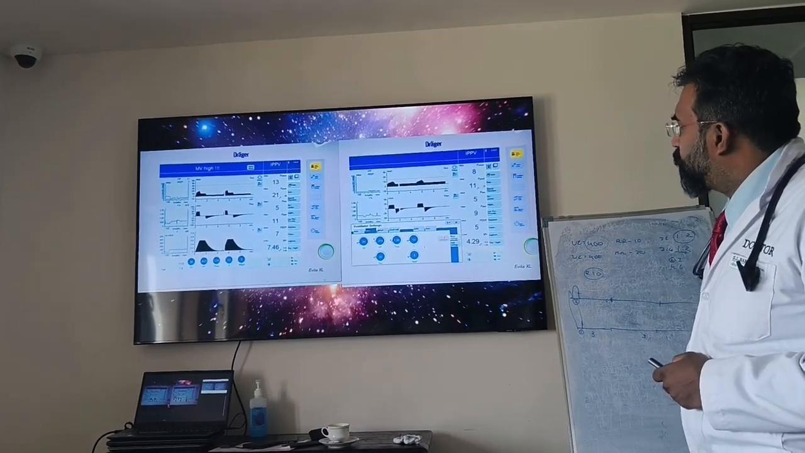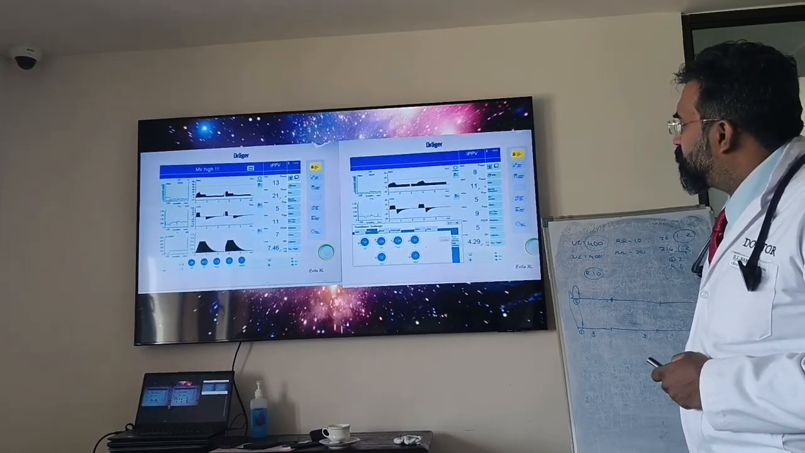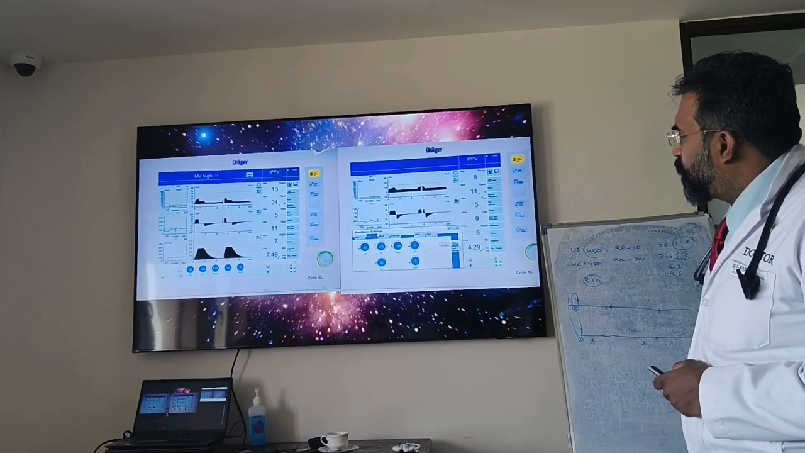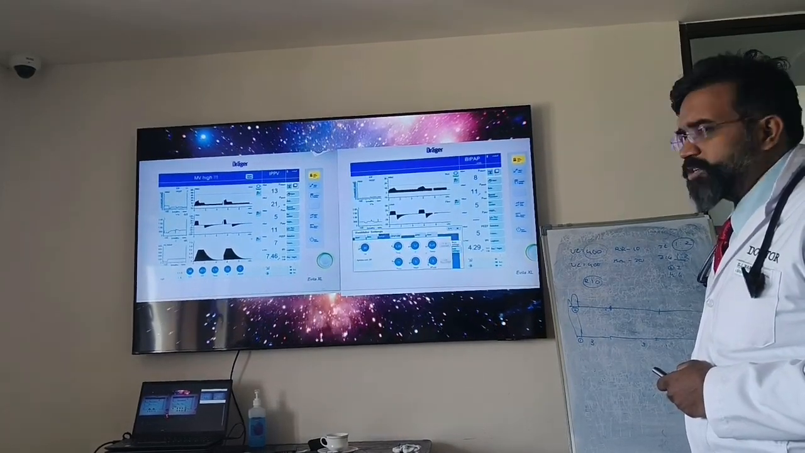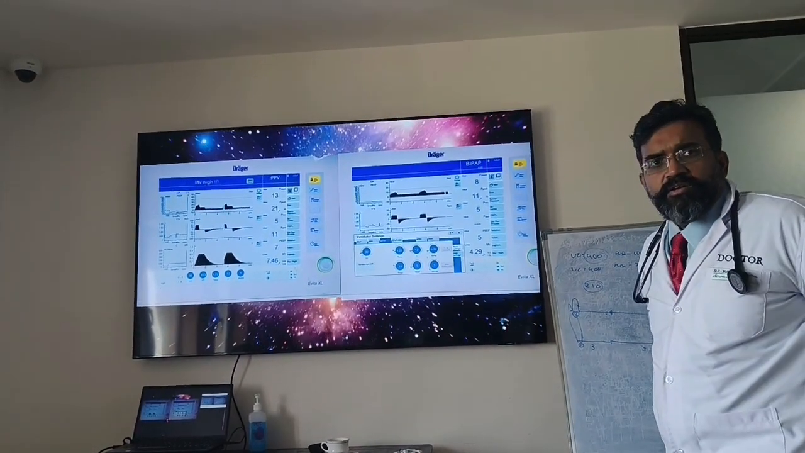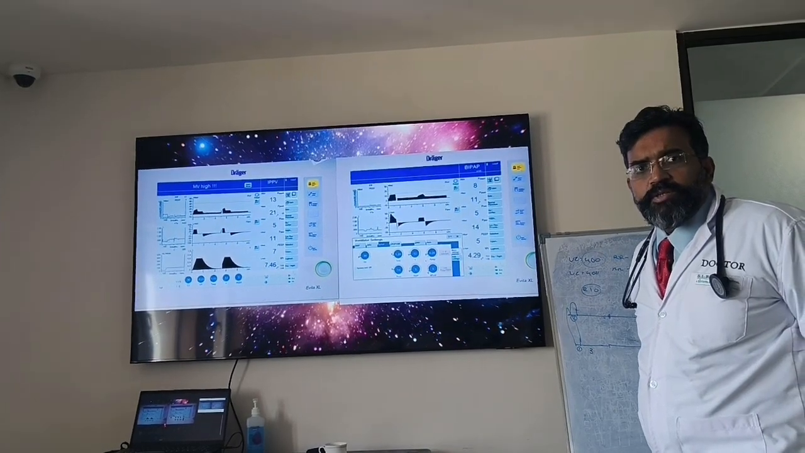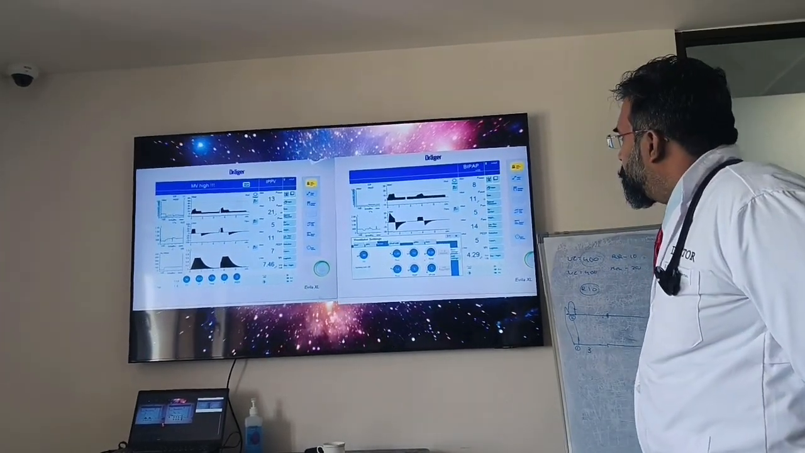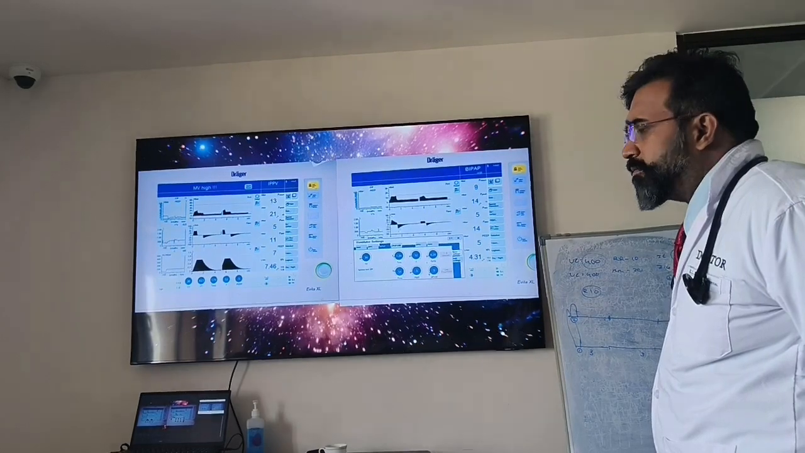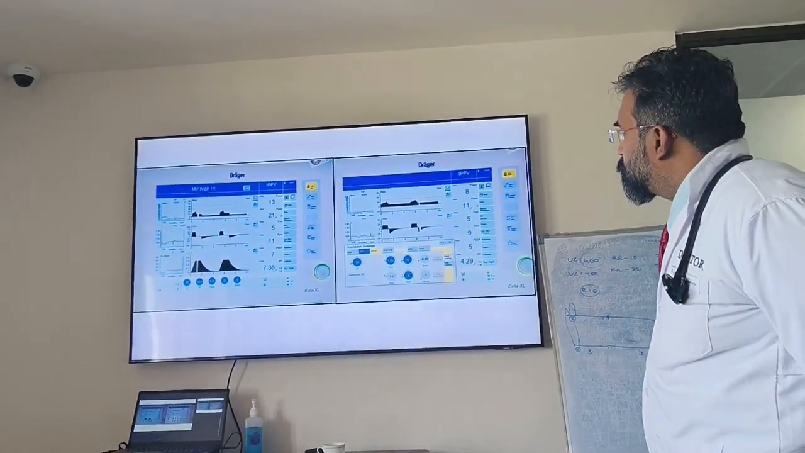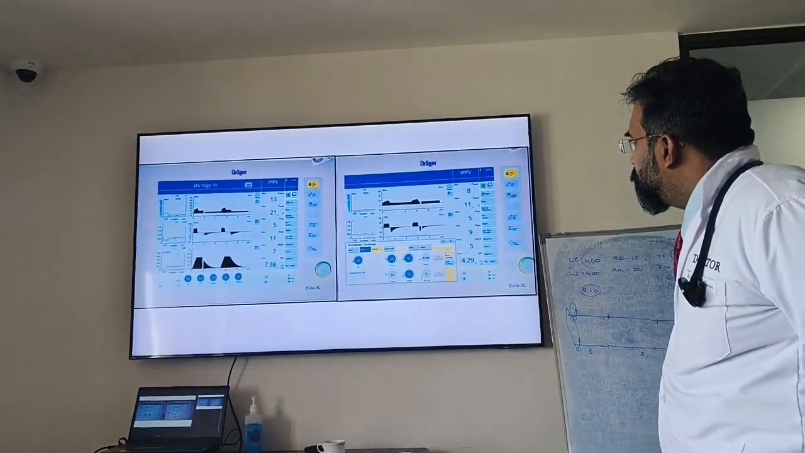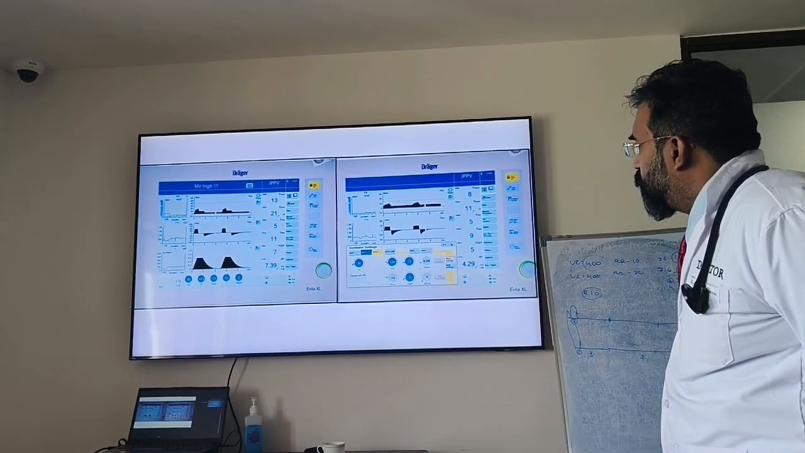Let go now. See, it's now going to go to bypass now. This is volume control now with no inspiratory pause. Now it's going to pressure control. Clear? You clear on this? You can understand the difference now? Okay. So now, very clearly we are seeing difference between volume control and pressure control here.